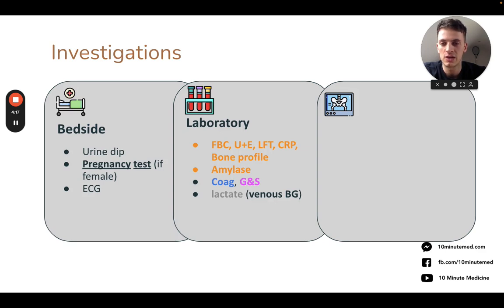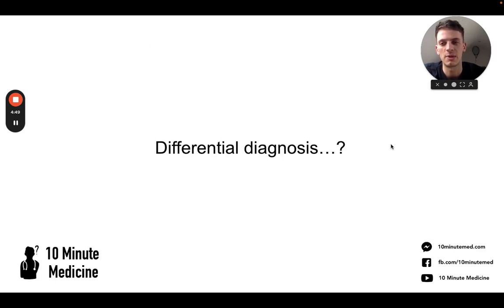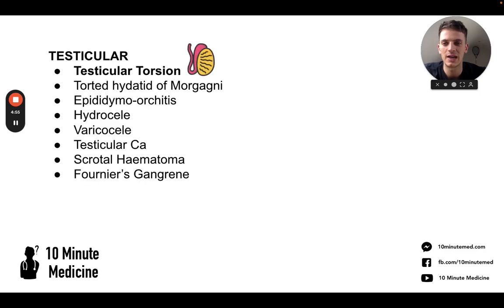You do some investigations. Quickly you do a urine dip, and with every patient with abdominal pain, if they're female, do a pregnancy test. Then an ECG, your basic bloods and coag, group and save, and a lactate. In terms of imaging, you get an ultrasound Doppler study, and you see there's absent or decreased flow in the testis on the right side. So what are you thinking at the minute? There should really be one thing standing out to all of you, and that is testicular torsion.